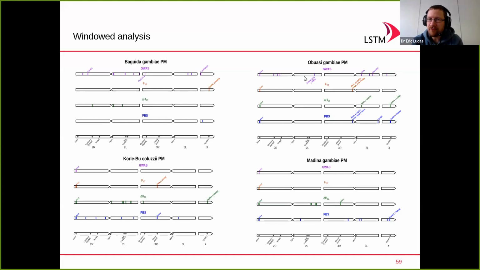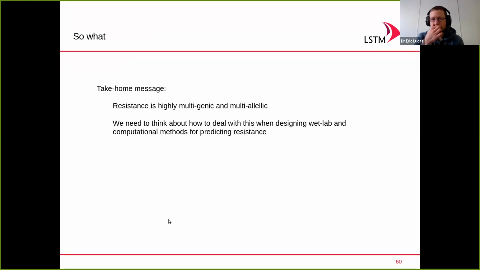Some carboxylesterases, and since this paper, we've actually demonstrated that this carboxylesterase cluster here is associated with resistance to pirimiphos-methyl, which is some nice functional validation of some of the things that were coming out of this agnostic screening. And then GSTE2, which is another gene that we see associated with resistance in the literature. The take-home message here is that resistance is highly multigenic and multi-allelic. So we're seeing different genes involved in resistance in different populations that are still all in West Africa, so very close to each other.